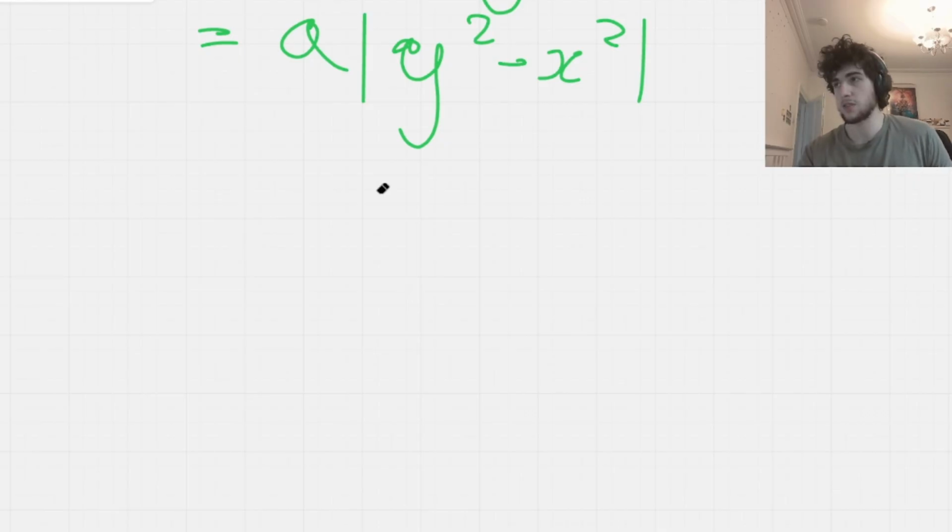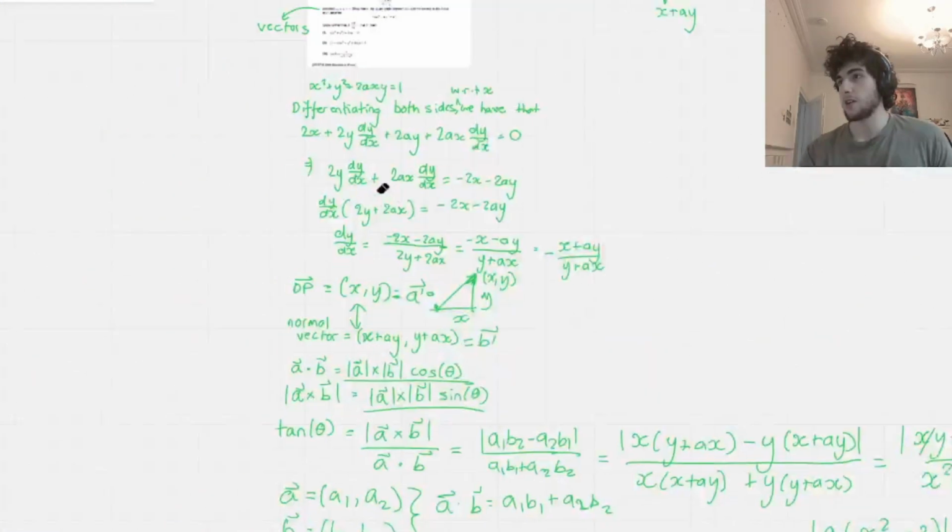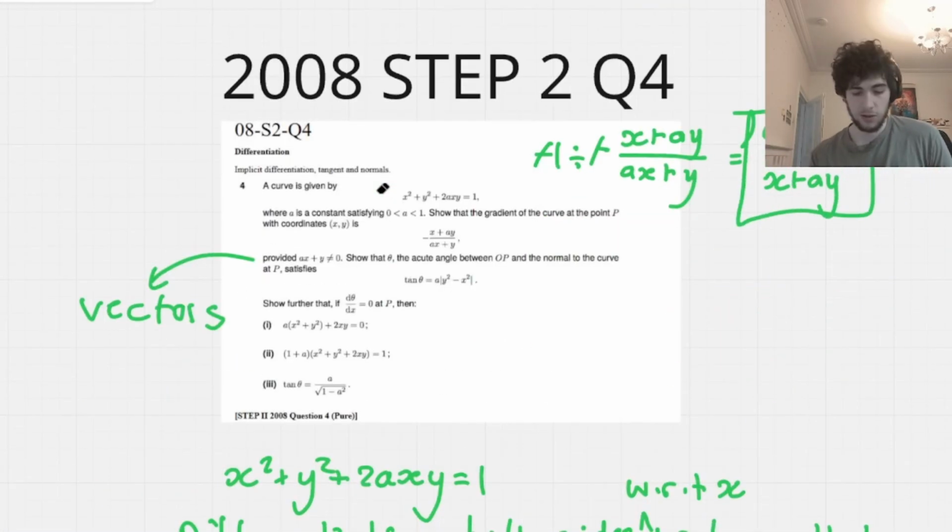So tan theta, where theta is the acute angle made between those two vectors, is just going to be equal to a mod y squared minus x squared, exactly as we required. Okay, so we've done that. I think that's probably the hardest part of the question, to be honest with you. You can also think about it by thinking about slopes and then using the tan angle addition formulae, which is the way I think I went about it the first time.